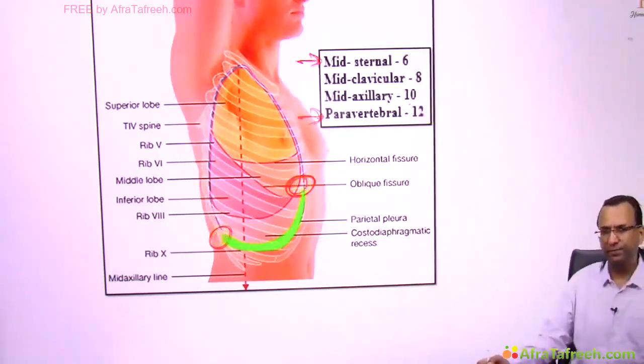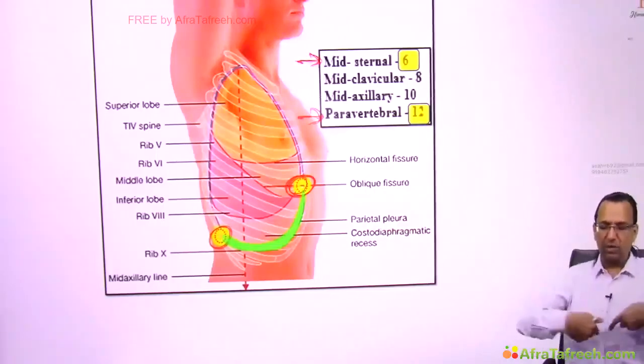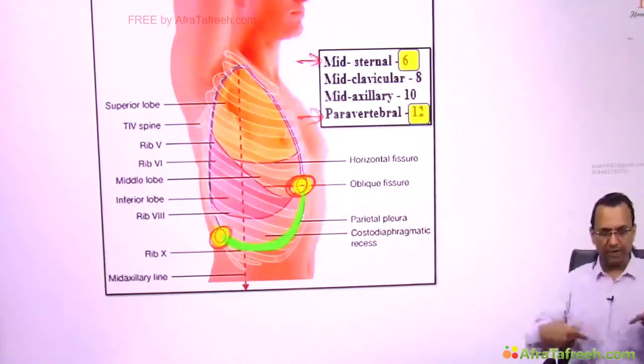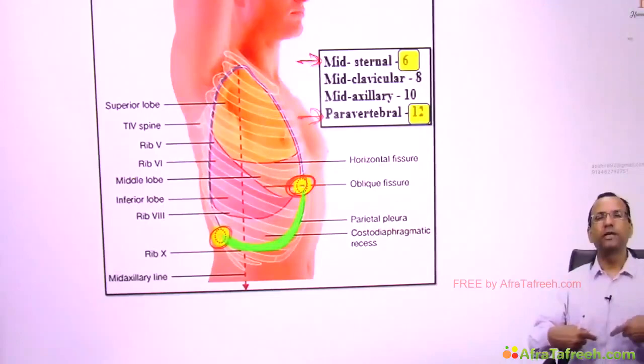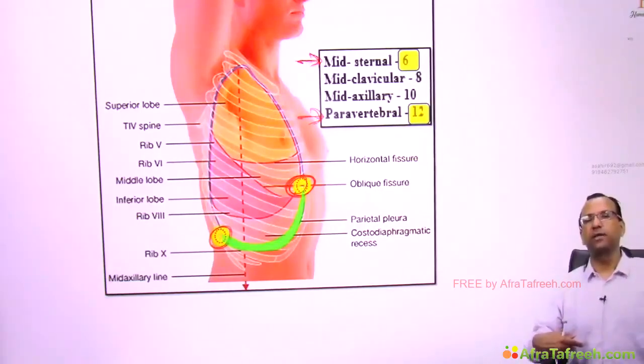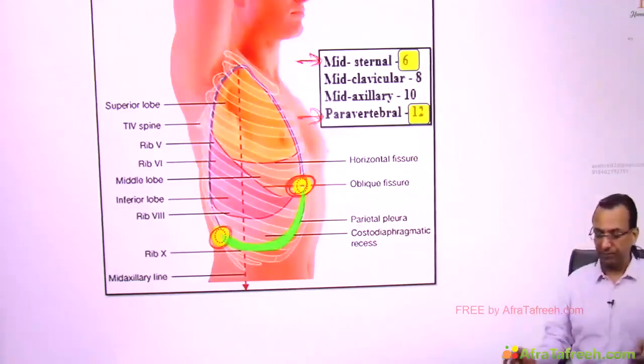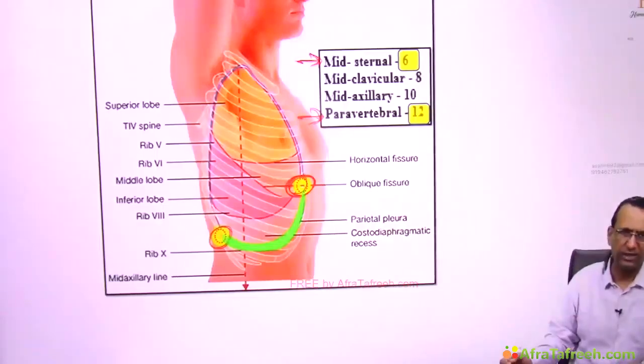Yes, that is the right pleura. Then what about the left pleura? It doesn't matter. Right and left pleura are the same. It is the 6th rib mid-sternal, then the 8th rib mid-clavicular, the 10th rib mid-axillary, and the 12th rib para-vertebral. Right and left pleura have the same marking, but not the lungs. Lungs are different. So, can we discuss the lungs then?